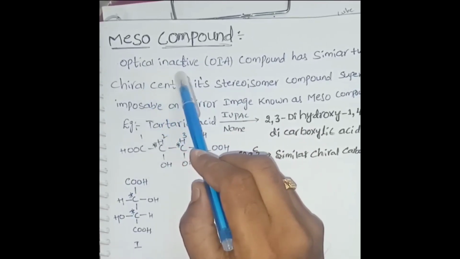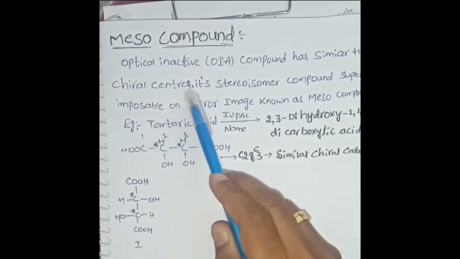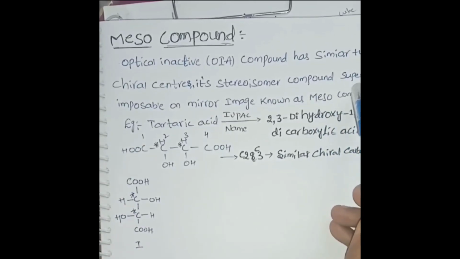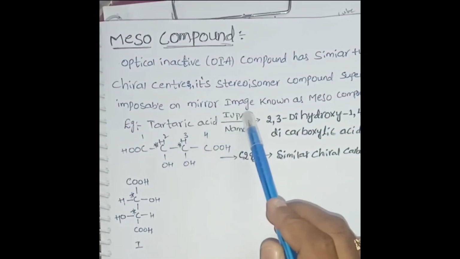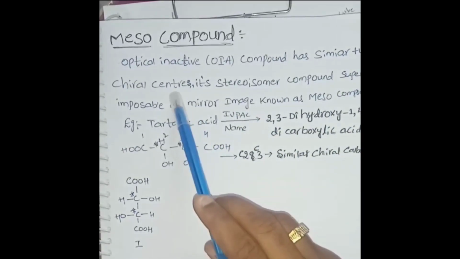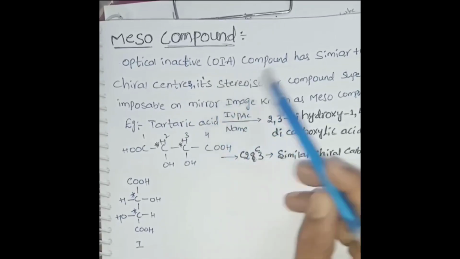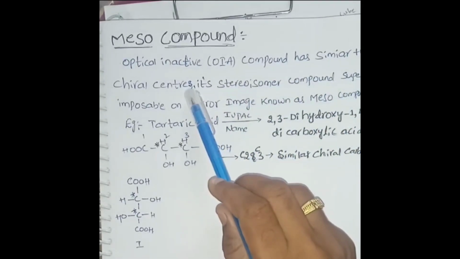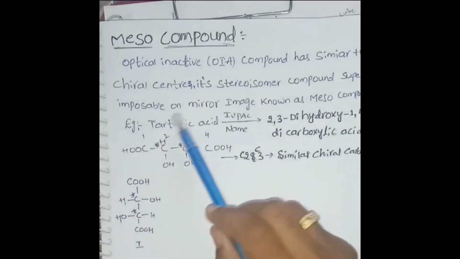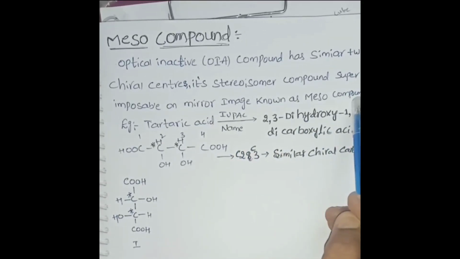A meso compound is defined as an optically inactive compound that has similar chiral centers. It's a stereoisomer compound superimposable on its mirror image, known as a meso compound. So this meso compound is an optically inactive compound which has similar chiral centers, and its stereoisomer superimposable on the mirror image is known as a meso compound.